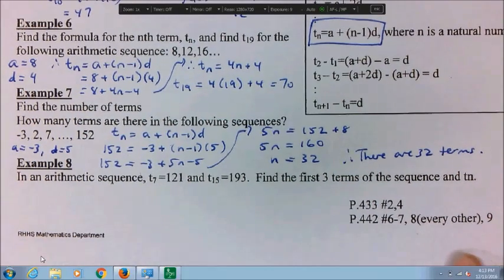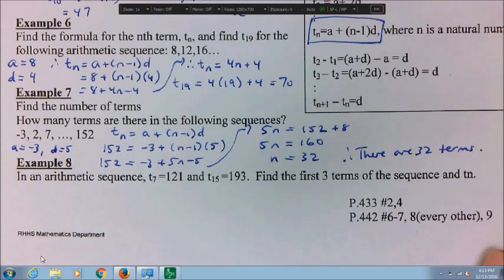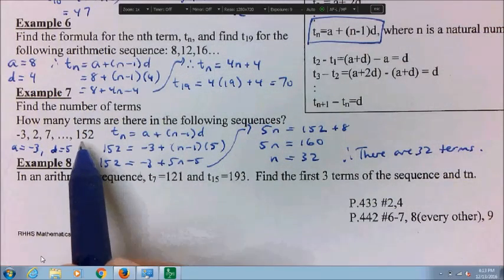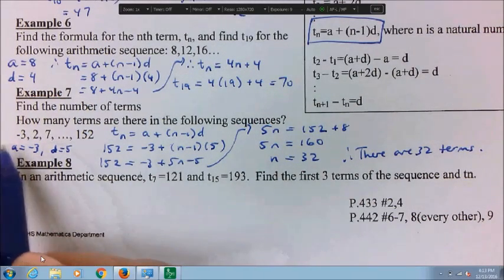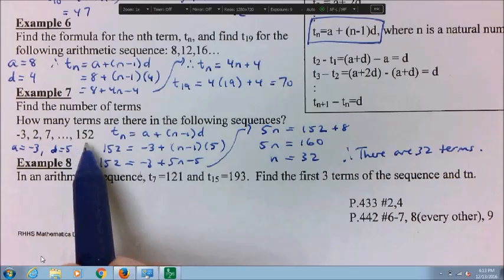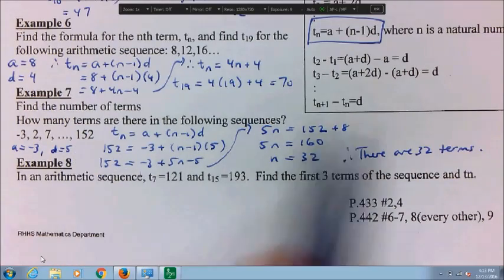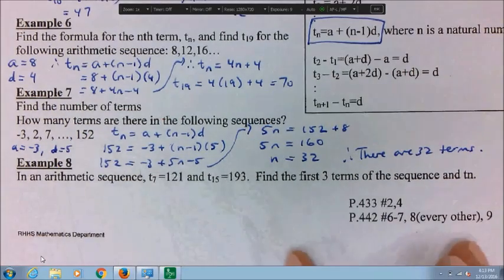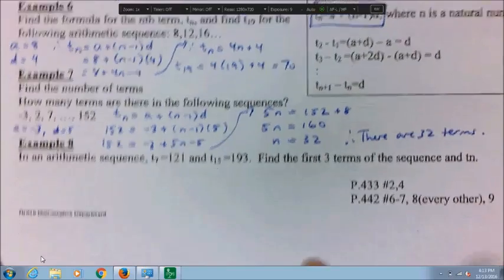Okay, so hopefully you can check your answer and it looks something like this. If you solve the equation, you get n is 32, which means that there are 32 terms in this sequence that has the ending. Please understand that sequences will go on forever unless we're told to stop. So if we're going to stop at 152, that means there are 32 terms.